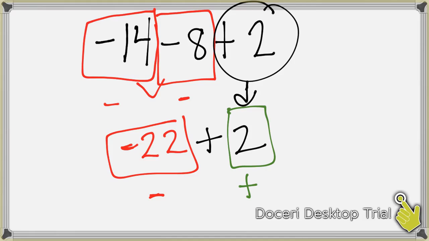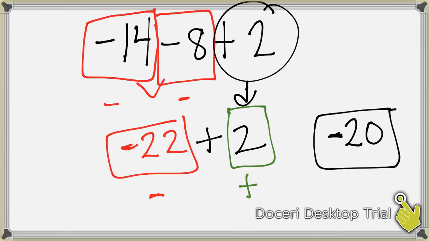Now the signs are different. So when the signs are different, we're actually going to subtract them. So we're going to say 22 minus 2 is going to give you 20. And then which one has a greater absolute value? Well, that would be the 22. And it is negative. So your answer is negative 20. That's your final answer, negative 20 there. All right.